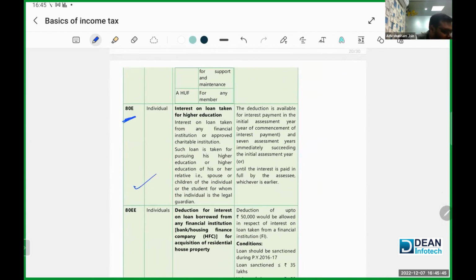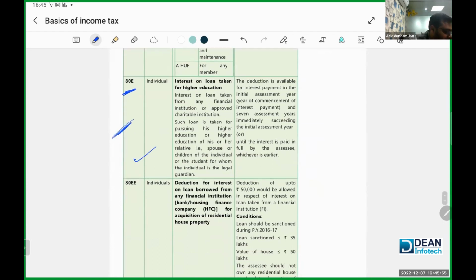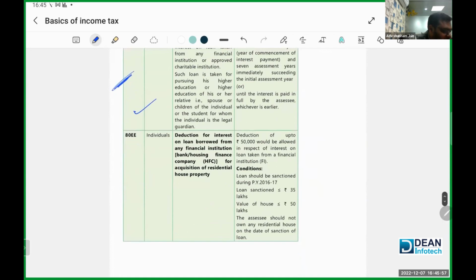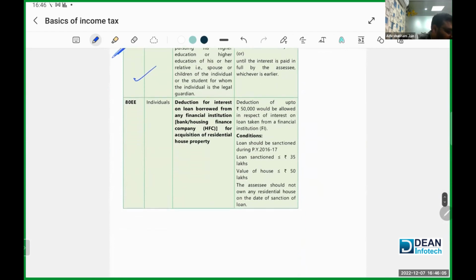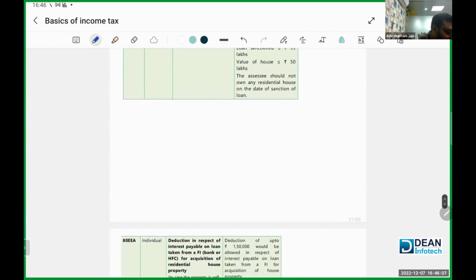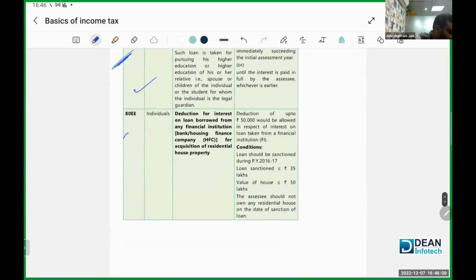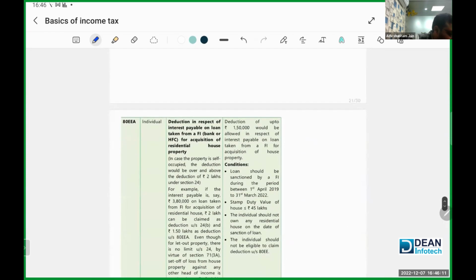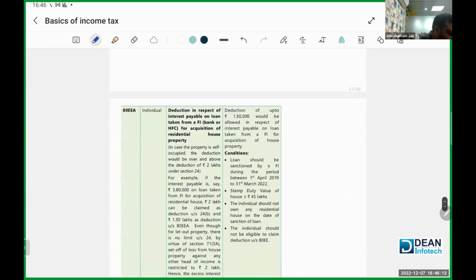Now 80E is a deduction for interest on loan taken for higher education. If you are taking any loans for higher education and you're paying interest on that particular loan, you can get deduction under this particular section, which is 80E. Now 80EE is deduction for interest on loan borrowed from any financial institution for acquisition of residential house property. But this is a condition where you are not getting any HRA. You can claim deduction under section 80EE.